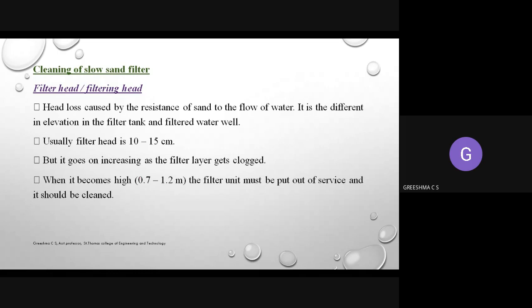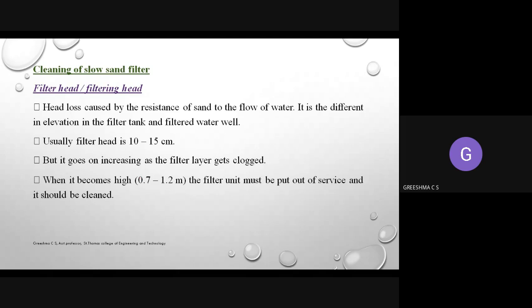So here the head loss is caused by the resistance of the sand to the flow of water. So it is the difference in the elevation between the filter tank and the filtered water well. Okay, so there will be a head loss. In the slow sand filter there will be a head loss due to the resistance of the sand to the flow of water.